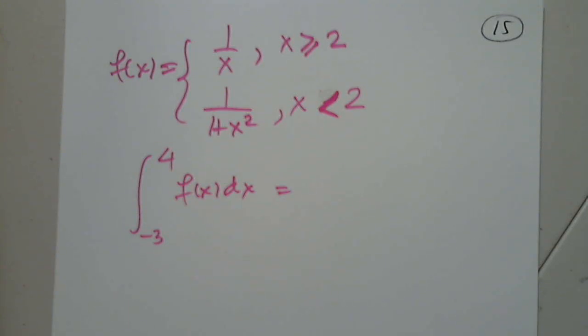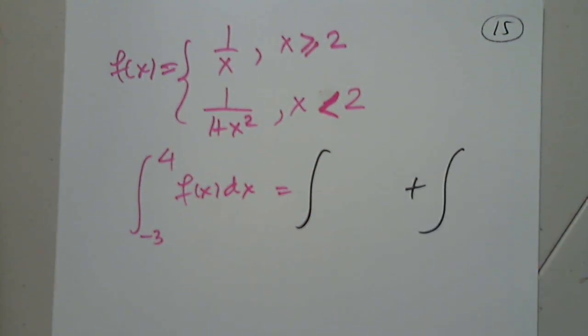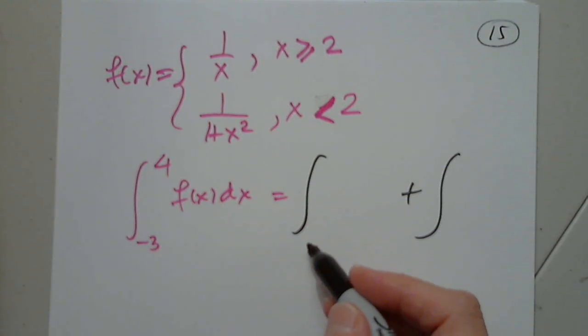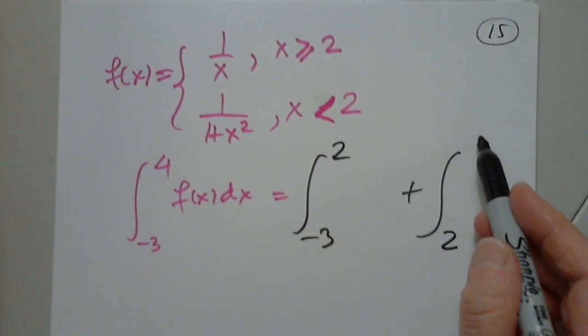Anyone, please try. We can split the integral into two. Perfect. One of them being from -3 to 2, and the other one from 2 to 4. Excellent.